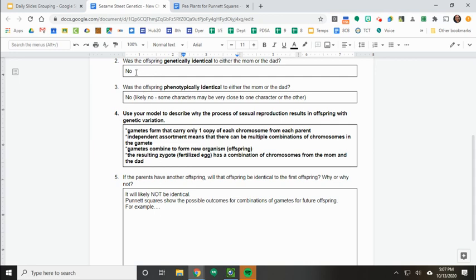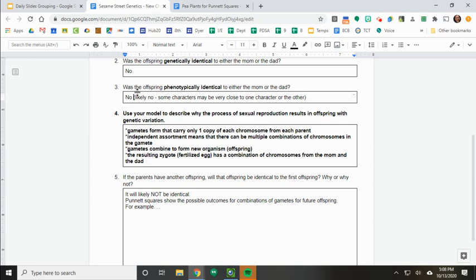So, what I asked the class to do was to look at their offspring. Was that offspring genetically identical to either the mom or was it genetically identical to the dad? We had several that said it's close. Some of the things were the same, but I'm not sure that anybody in any of my classes said that yes, it was completely and totally identical.